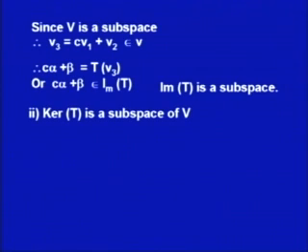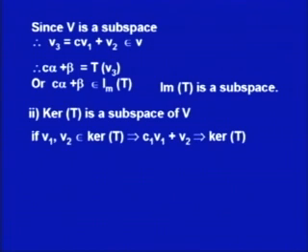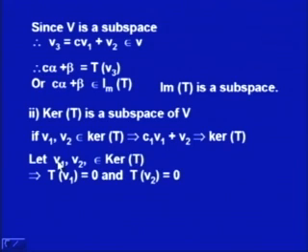And the second part of the theorem is that kernel T is a subspace of V. So, we consider two vectors in kernel T, V1 and V2, and will prove that C1 V1 plus V2 is also in kernel T. That is the definition of subspace. So, we start with V1, V2 belonging to kernel T. Since they belong to kernel T, this implies that TV1 is equal to theta and TV2 is equal to theta.